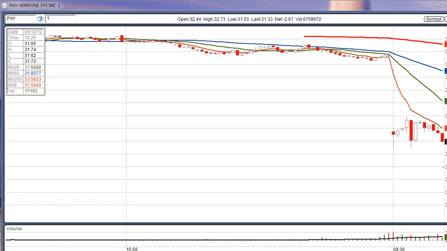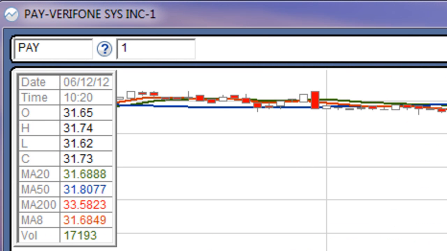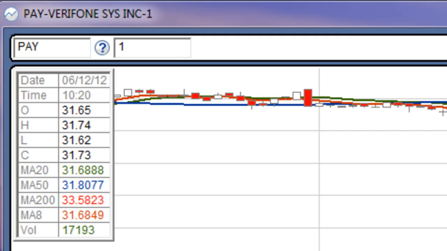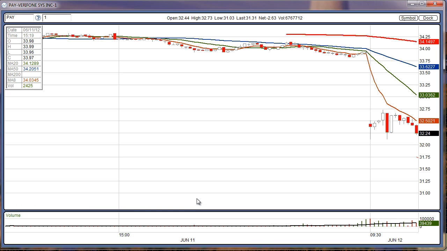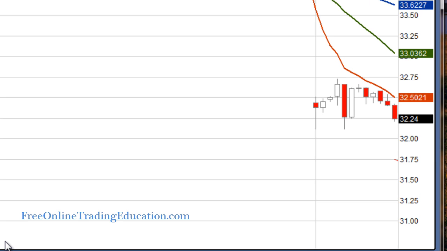Here is a trade that we had this morning on PAY, Verifone Systems. It did gap down at opening, and then it began to rise and form what we call a bear pullback, and it was testing the low of the morning right here. So I went ahead and I set a short order just under that, because if it broke to the downside, I wanted to be short. Let's see what happened next.